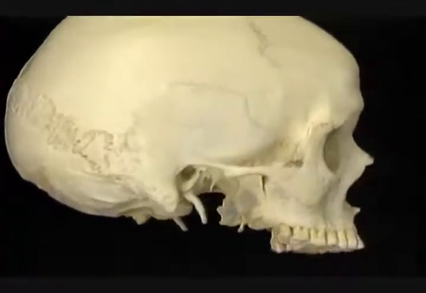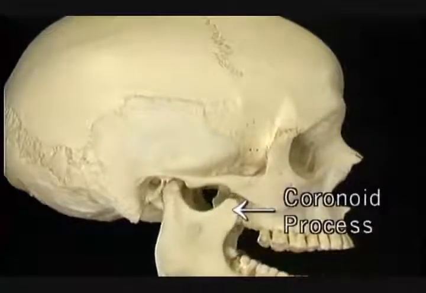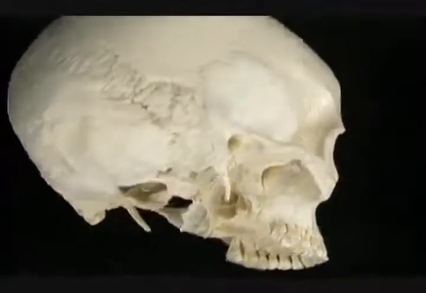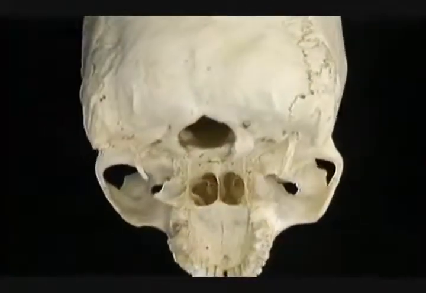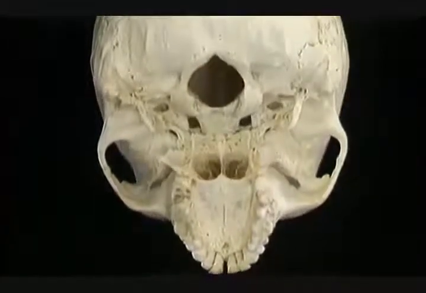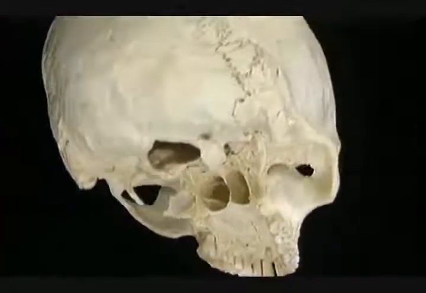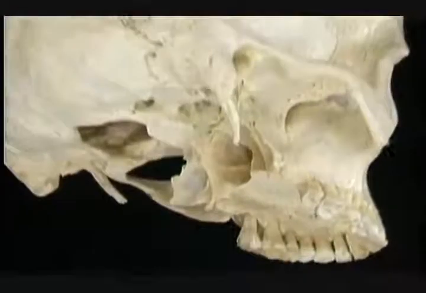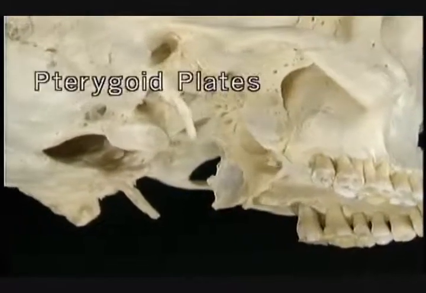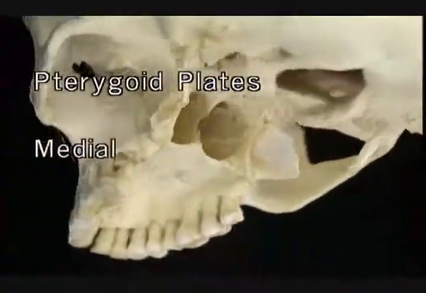The infratemporal fossa contains the pterygoid muscles and also this part of the mandible, the coronoid process. On the underside of the skull, we come to structures that we've seen already. Here's the foramen magnum, the basilar part of the occipital bone, and the petrous part of the temporal bone. Two thin sheets of bone project down from the base of the skull behind the maxilla. They're the pterygoid plates, lateral and medial.